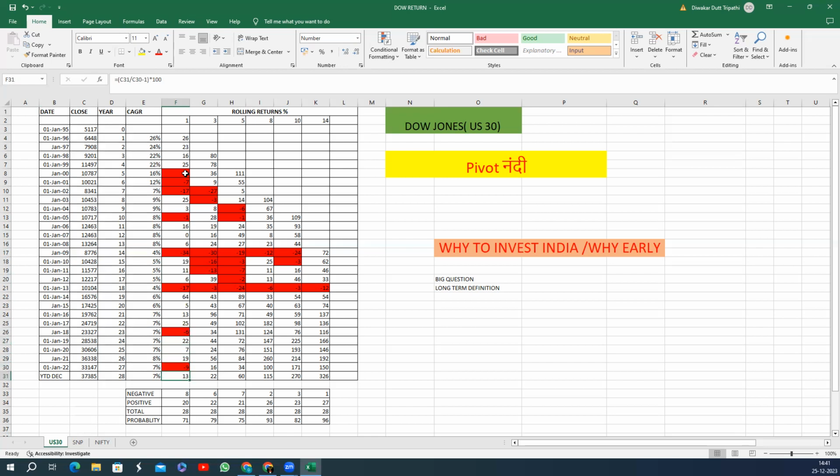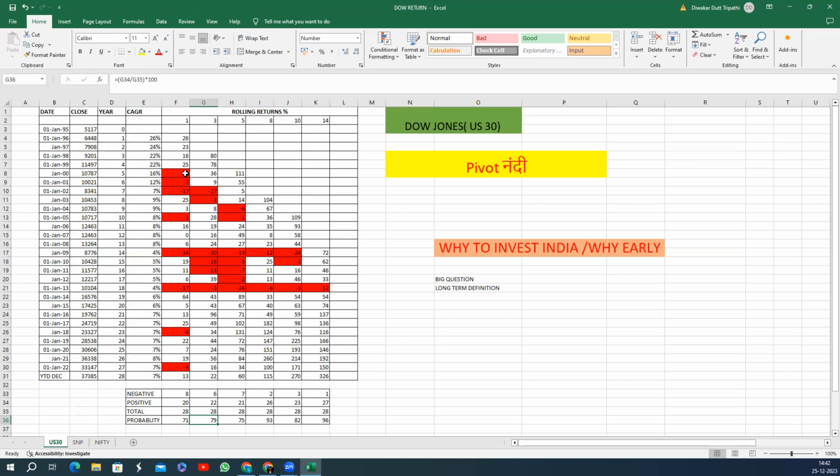1, 2, 3, 4, 5, 6, 7, and 8. So out of these 28 years, you can see the total number of years of investments since 95 are 28 years. How many times is it positive? It is positive 20 times. And how many times is it negative? It is negative 8 times. So what is the probability that we will be getting positive returns, or negative returns? Obviously, the market index has been positive 20 times out of 28, so the probability comes to 70%.